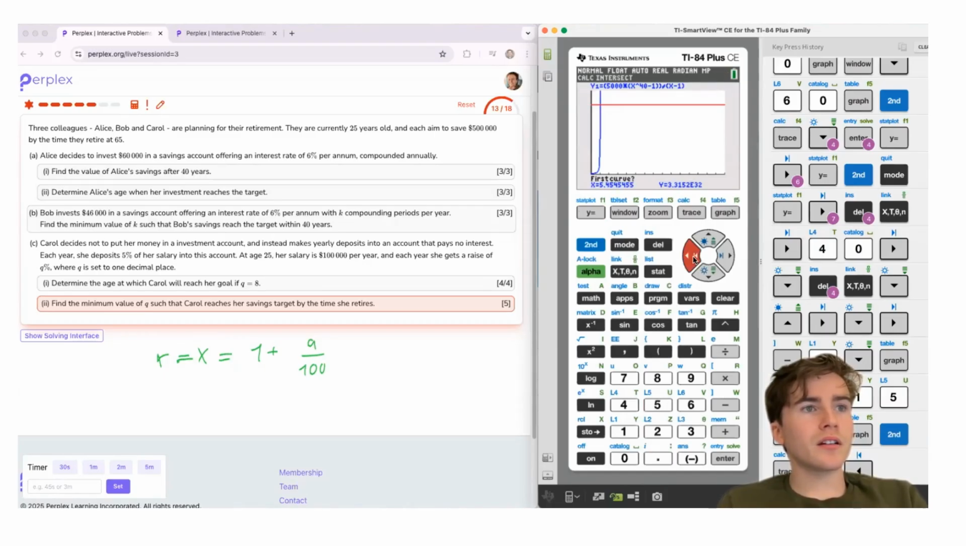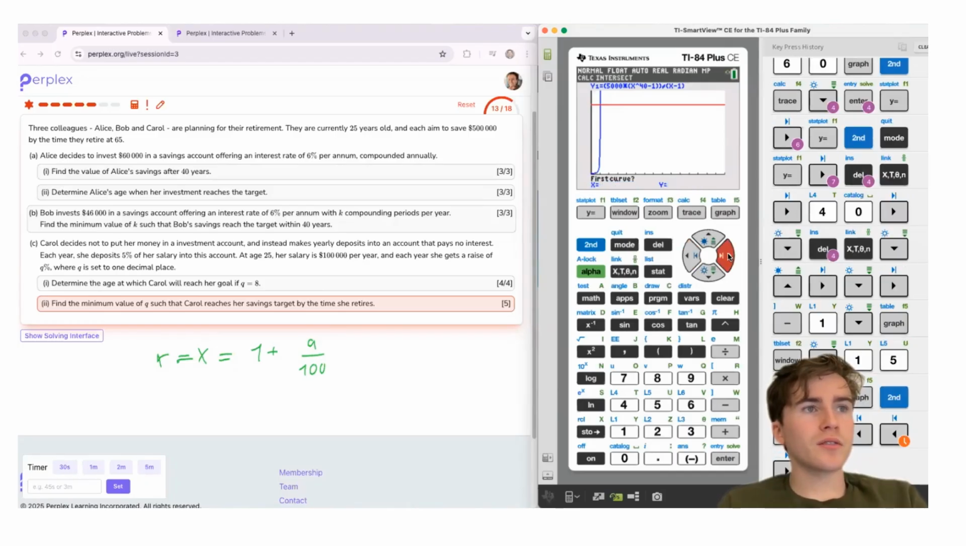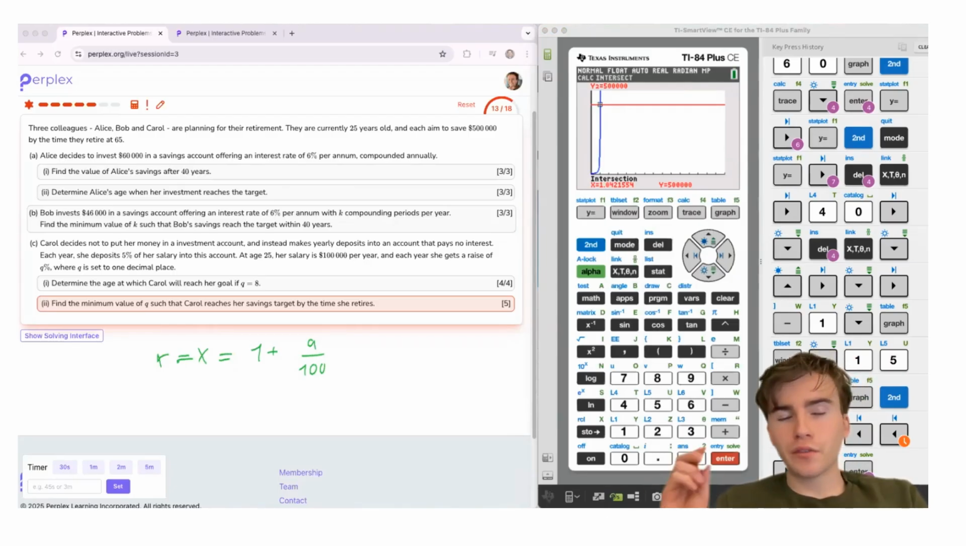Let's come back down here. Get a bit closer to the intersection. Okay, so it seems like if she makes even a 1% raise per year, she's actually going to reach her savings target, which is a little bit surprising. I wonder if I've made a mistake here. Oh, no, sorry. I haven't made a mistake. It's because this is the value of x, the value of r, and not the value of q.